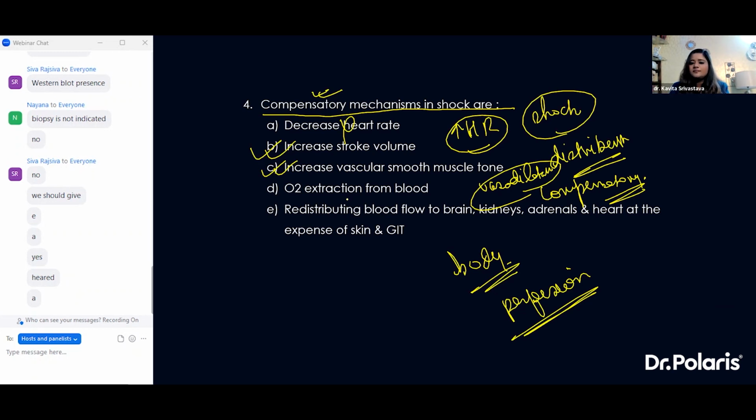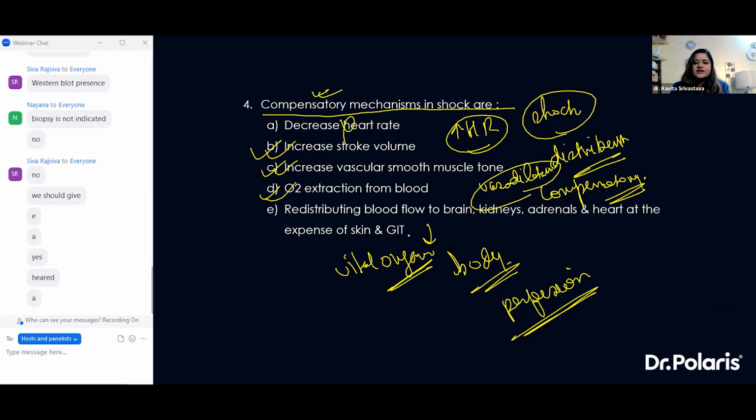Oxygen extraction from blood: will that happen in a stage of shock? It is very, very important that the vital organs like our brain, kidney, lungs, and the heart get properly oxygenated. So all the important blood present in the body, all the purified form of blood, will go and get supplied towards the vital organs. Redistributing blood flow to brain, kidney, adrenals, and heart at the expense of skin and GI tract.